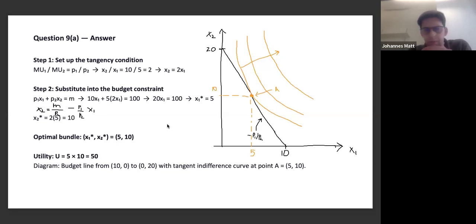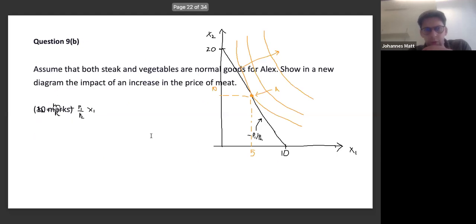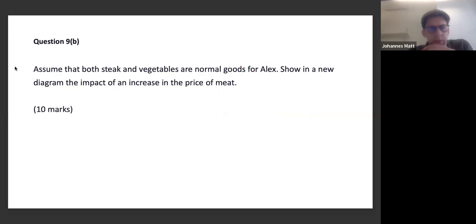So we have 8 minutes left, which is, I think, enough to go to question B. So yeah, the question is, assume that both steaks and vegetables are normal goods for Alex. Show in a new diagram the impact of an increase in the price of meat. So let me just quickly clear my drawing and show what an increase in the price of meat does. Well, intuitively, what should happen here, right?